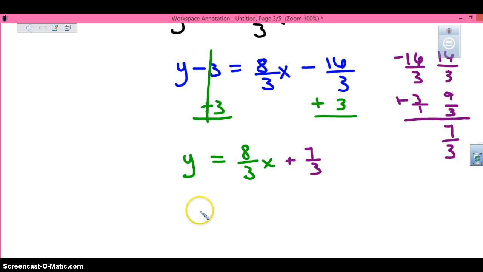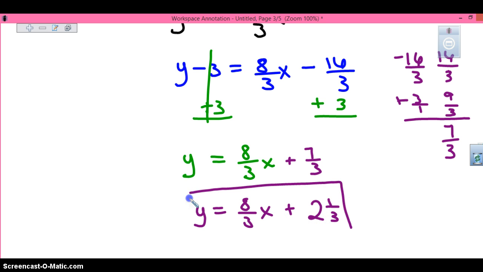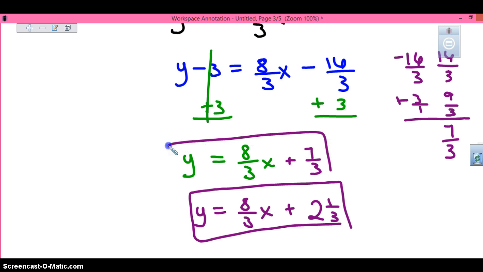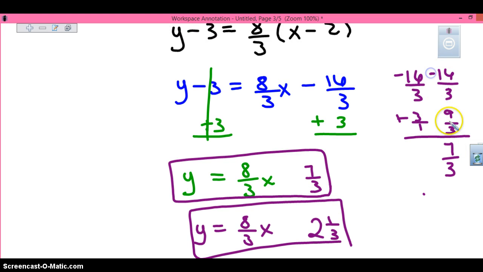What's another way to write this so we can change the improper fraction to a mixed number? What's the mistake here? What am I missing? The negative sign. 16 is a bigger number and was negative, so don't let that mistake happen to you.